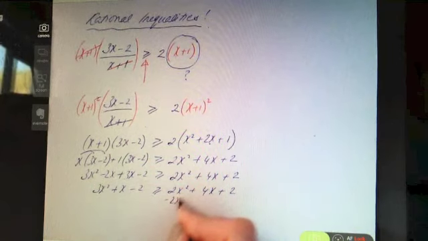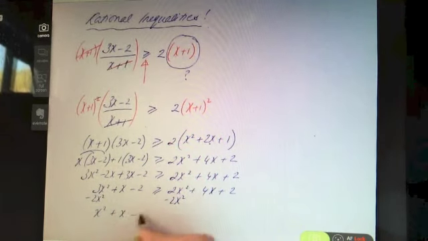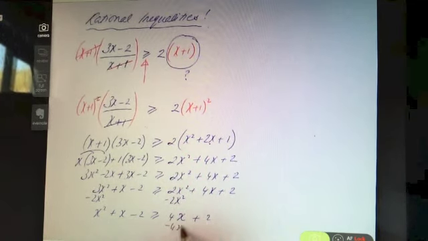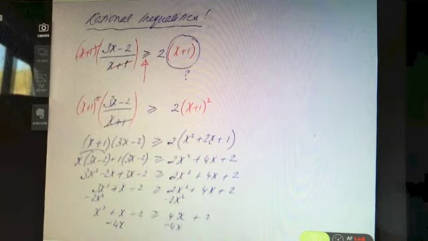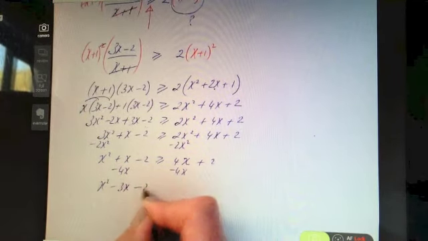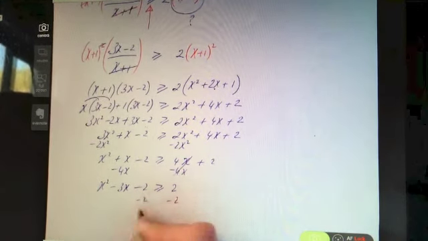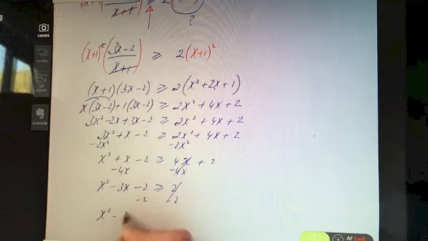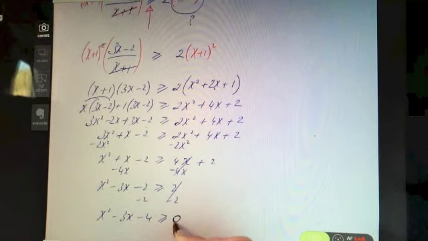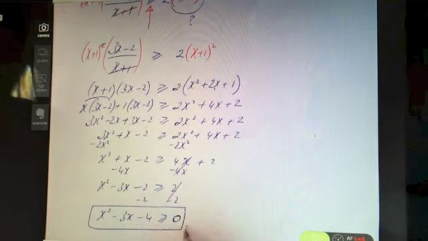I'll take away 2x squared from both sides here, and I'll get x squared plus x minus 2 is greater than or equal to 4x plus 2. Take away 4x on both sides here, and of course I'll end up with x squared minus 3x minus 2 is greater than or equal to 2, and take away 2 on both sides, of course, will give me x squared minus 3x minus 4 is greater than or equal to 0. And now I am left with a quadratic inequality.